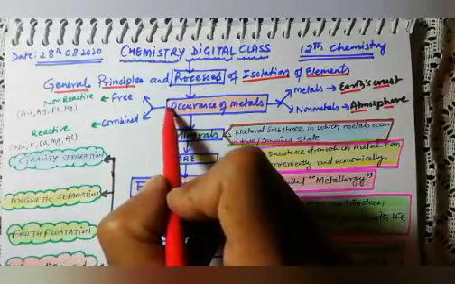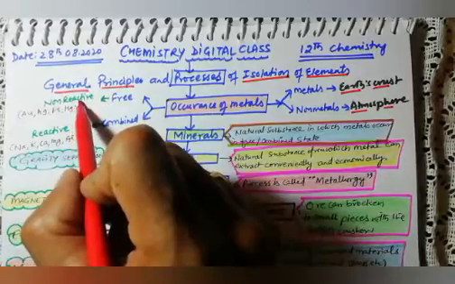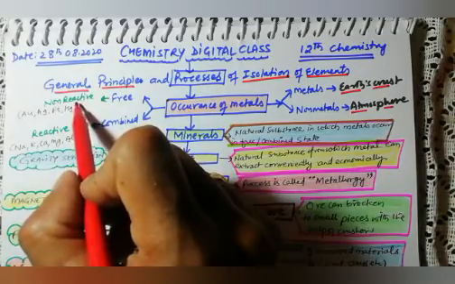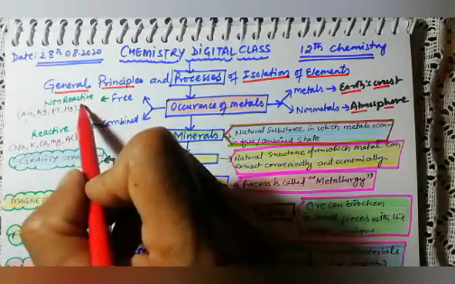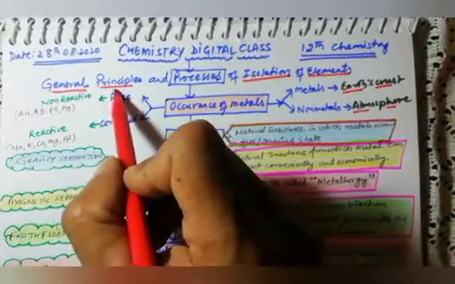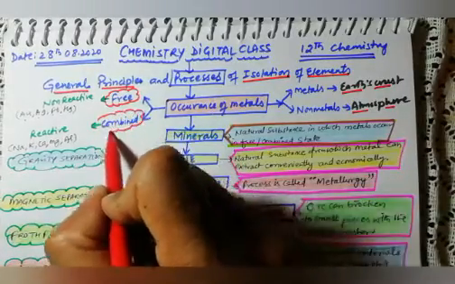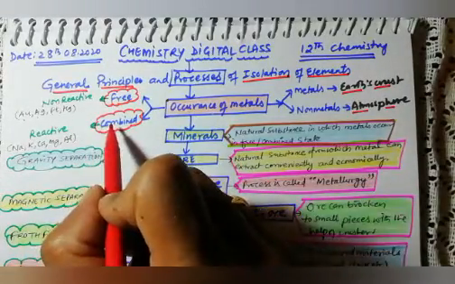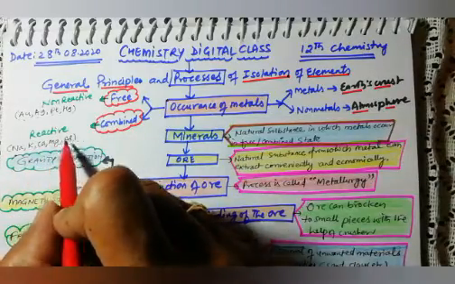Similarly, some of the elements are found in the free state. Those elements which are non-reactive are found in the native state. For example, gold, silver, platinum, mercury: these are non-reactive elements found in the free state in nature, whereas some of the elements are found in the combined state. Mostly the elements found in the combined state are reactive: sodium, potassium, calcium, magnesium, aluminum, etc.